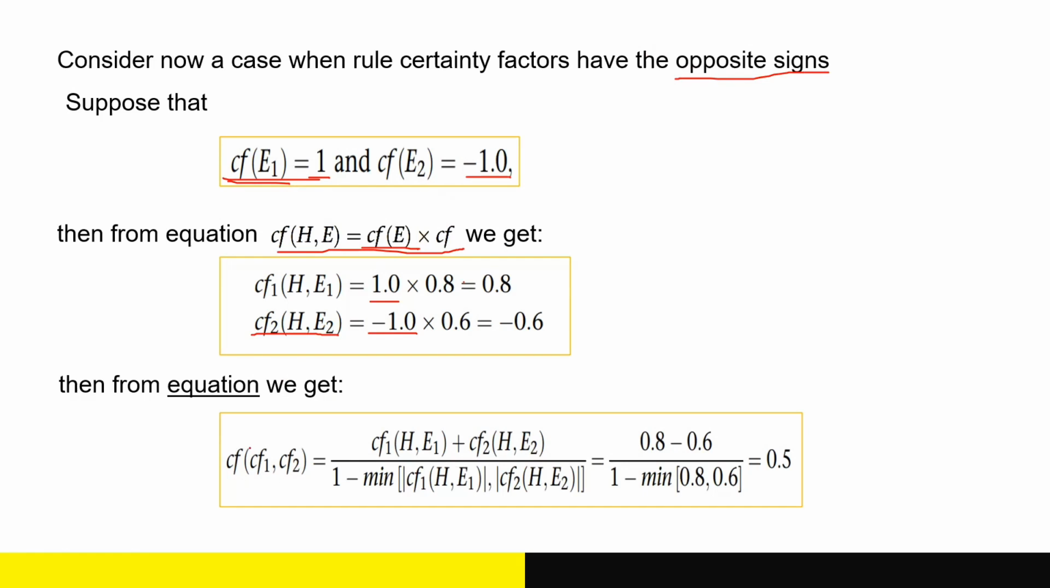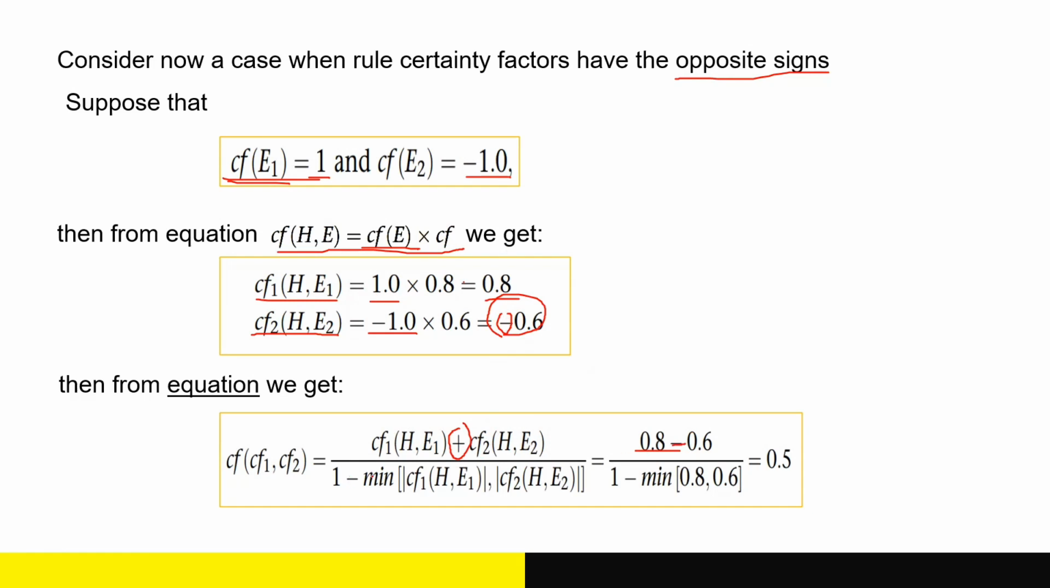So the combined certainty factor of the two evidences. We have certainty factor 1, hypothesis given evidence 1, which is 0.8, plus the certainty factor of hypothesis given evidence 2. Di ba nakikita po natin na negative siya?